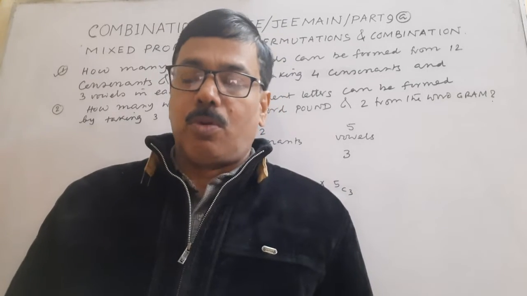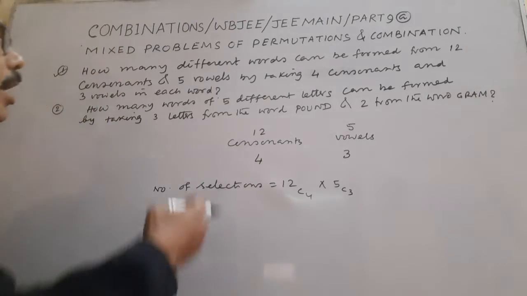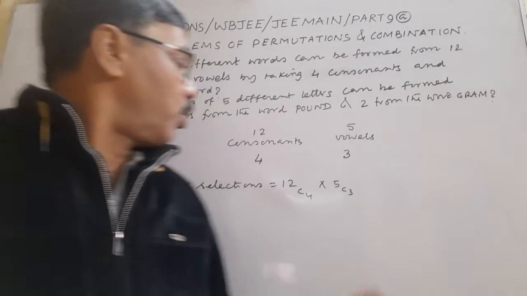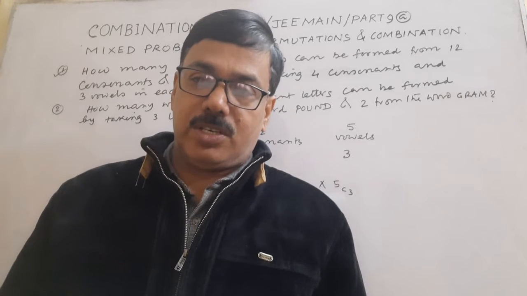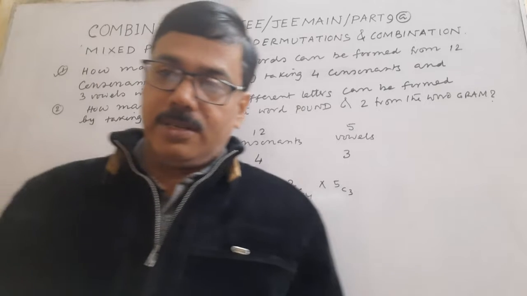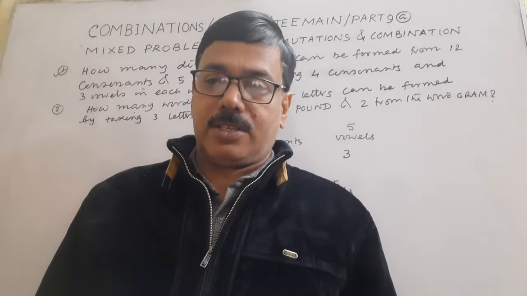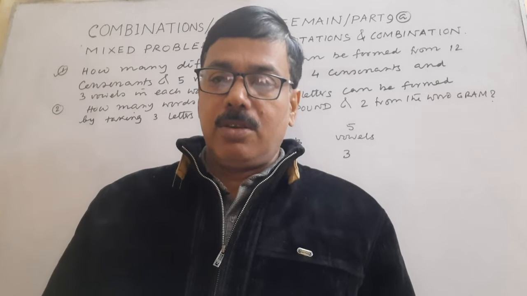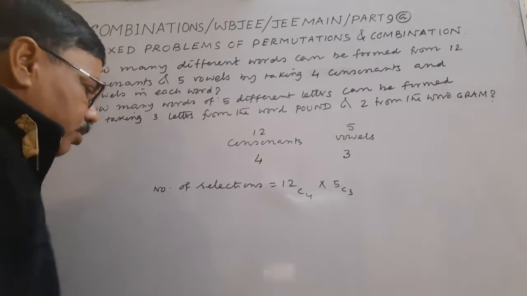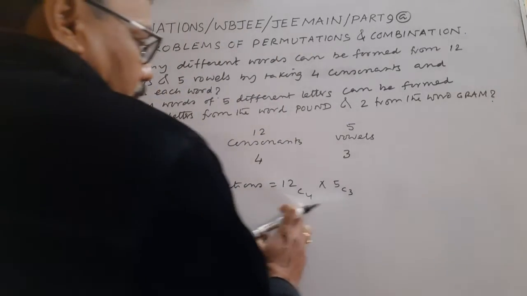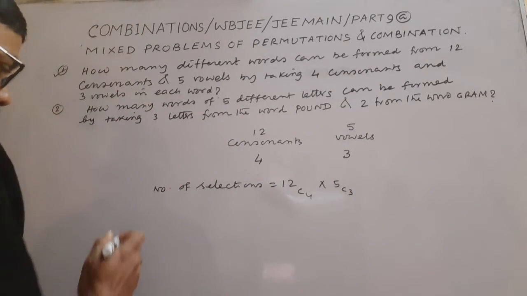Now, formation of words means arrangements of letters. We have taken 4 plus 3, that is 7 letters. Then we have to arrange them. Mind it, here formation of words means arrangements of letters, with meaning or without meaning. So this is the total number of selections. We select 4 plus 3 equals 7 letters.